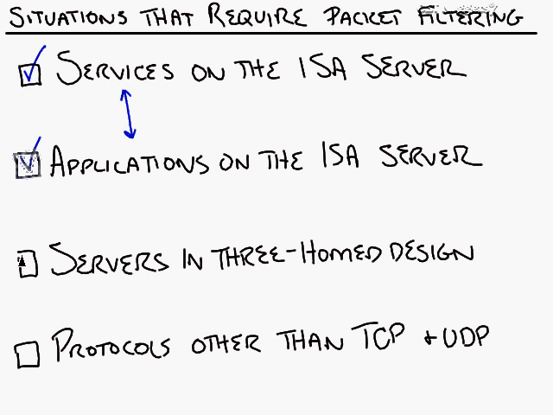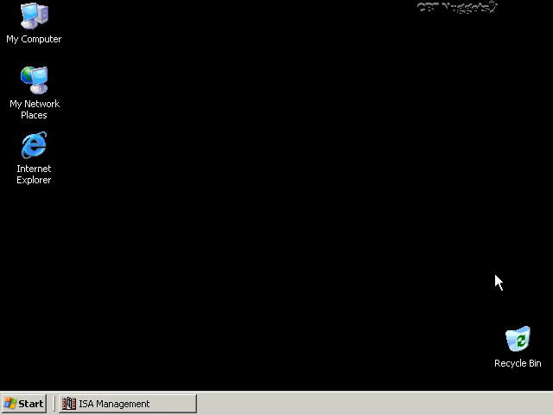Packet filtering is also necessary to protect servers in the 3-homed design because you're going to be routing between the internet and the DMZ. You need to protect them. Packet filters choose what ports are allowed. Finally, protocols other than TCP and UDP need to have specific packet filters created allowing them. Some of them are created by default, and I'll show those to you right now. The first thing I want to show you is the default packet filters that exist in the ISA management.